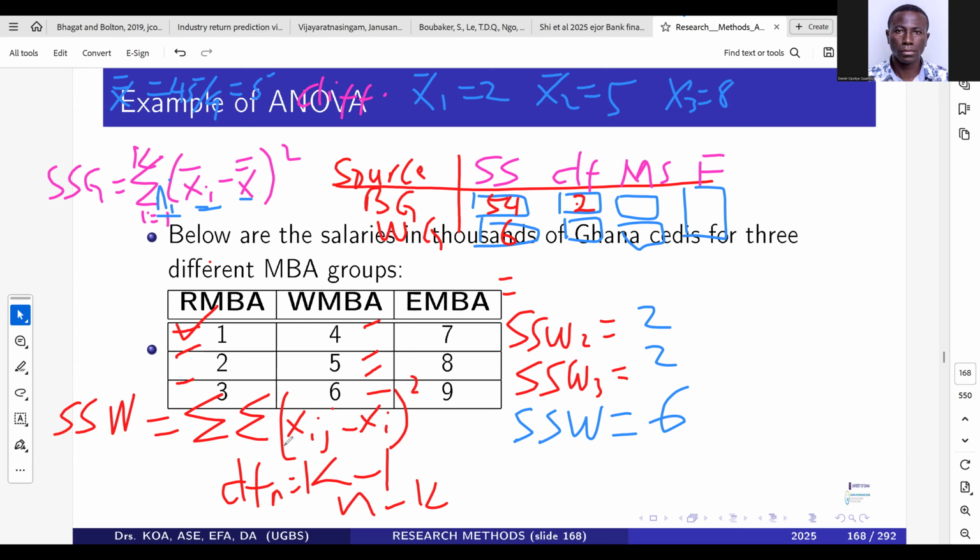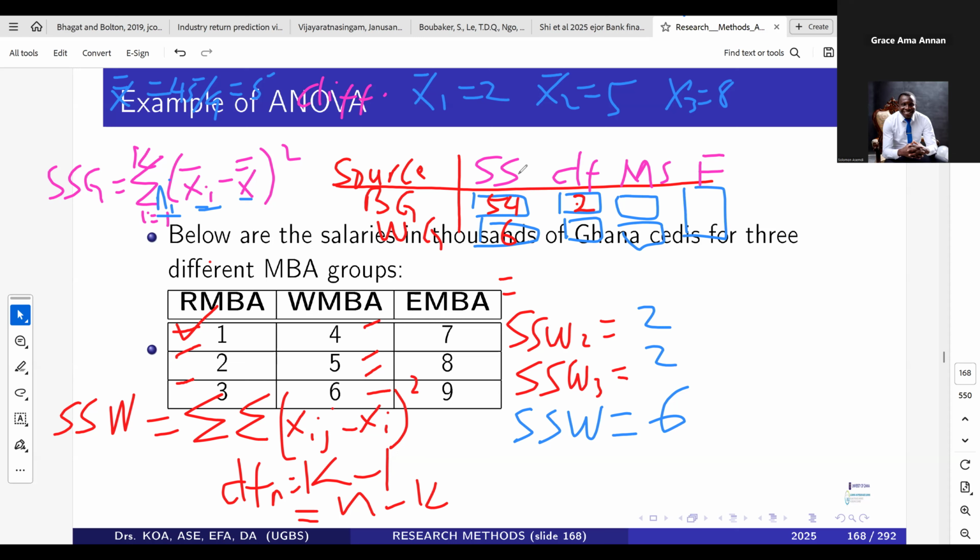Who can tell us the degrees of freedom for this second one, the n minus k? Who can tell me the final value for the n minus k? Grace? 7. That is not correct. Who can tell us the final value for the n minus k? Solomon? 6. Yes, it's 6.